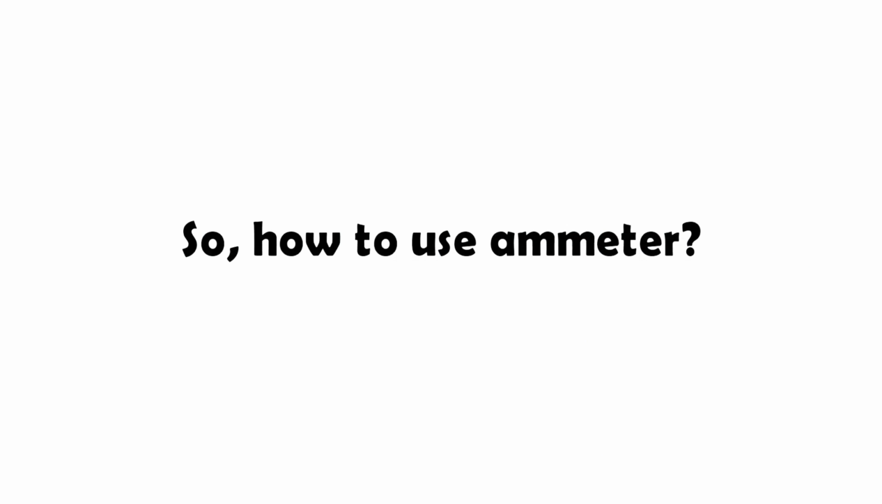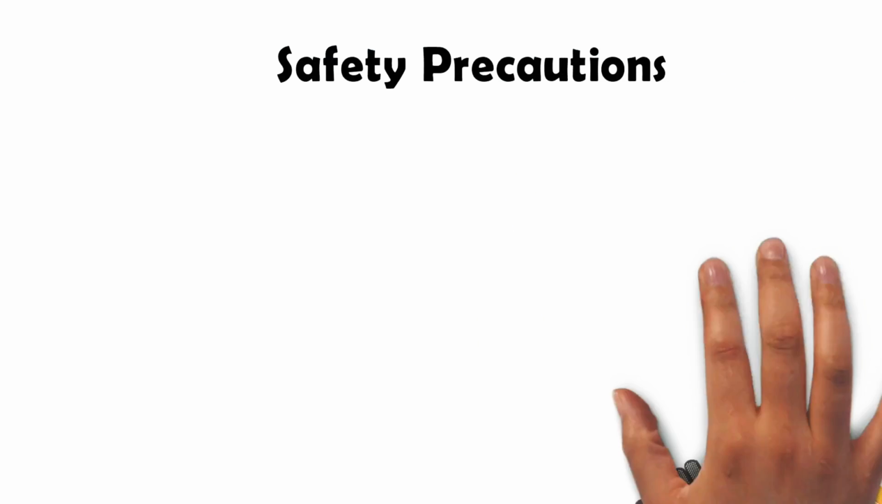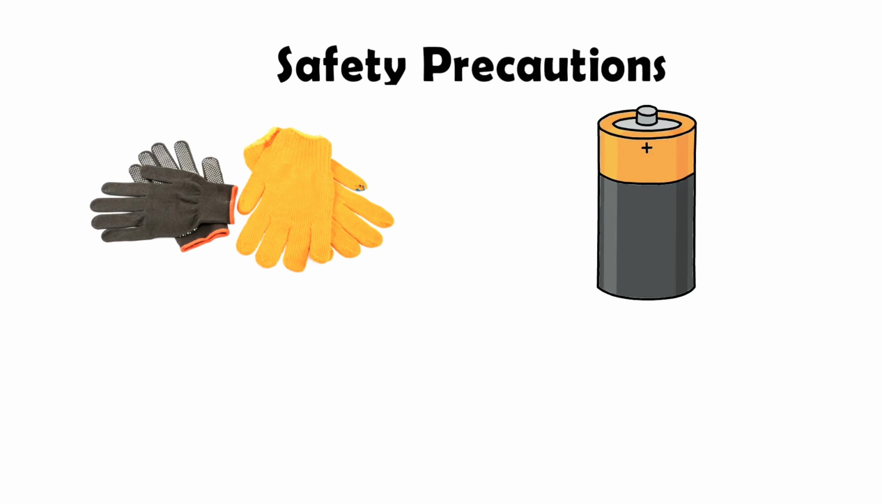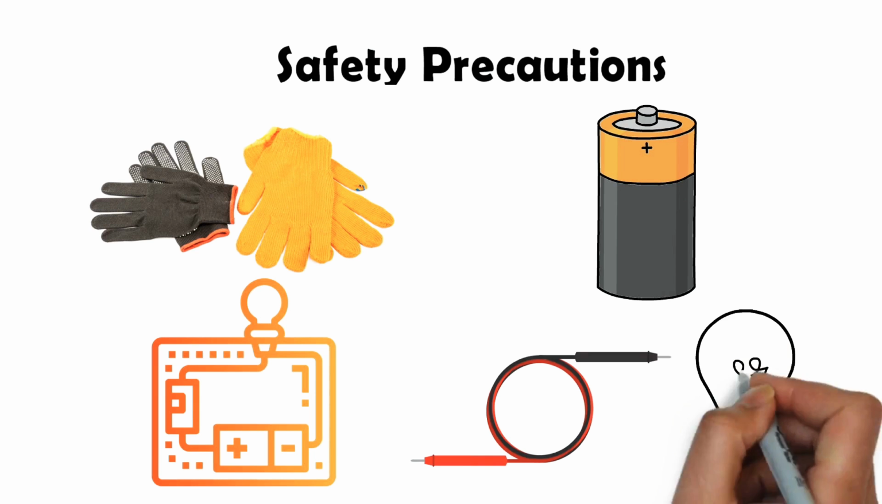So, how do we use ammeter? The first thing we need to do is to observe safety precautions when using ammeter. These include wearing clean and proper gloves, checking the battery, checking the electrical circuit, and checking if other materials are intact and viable.